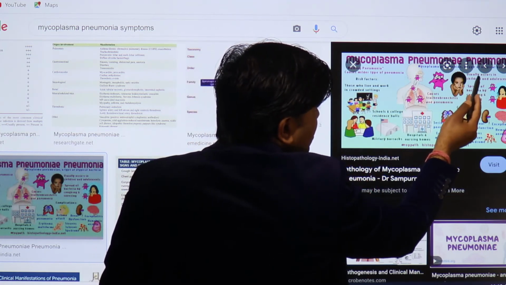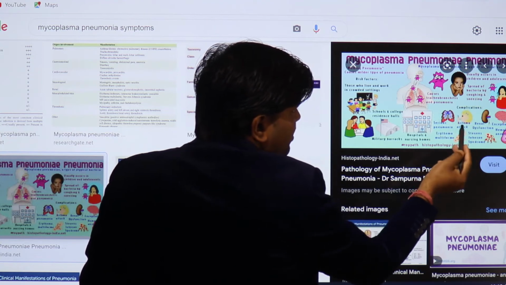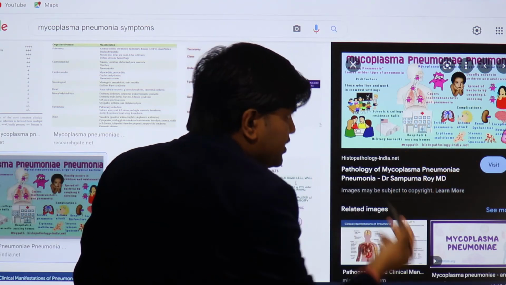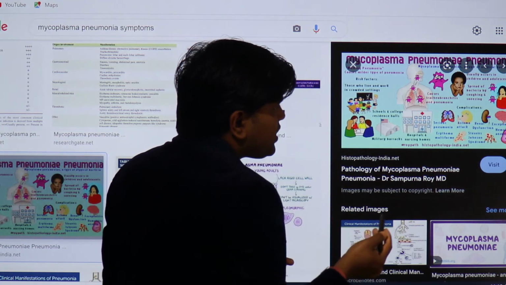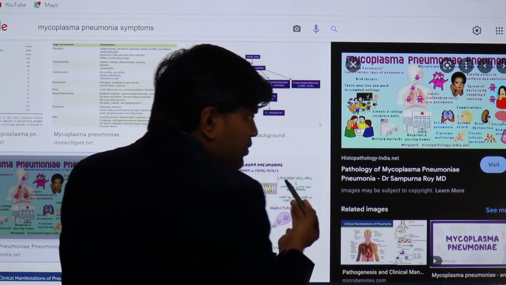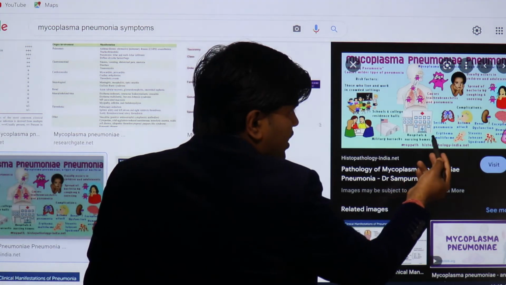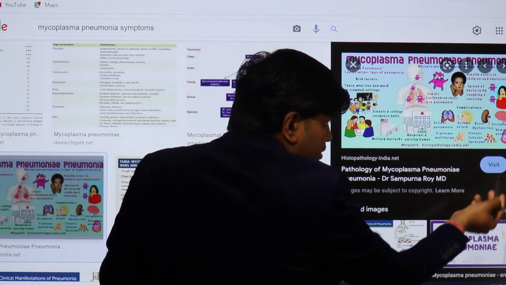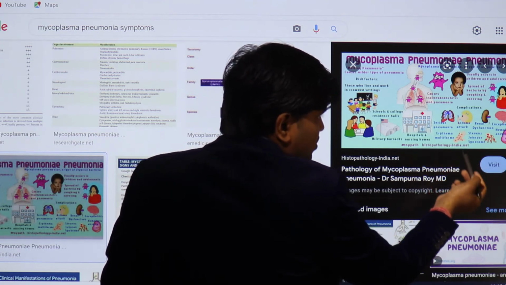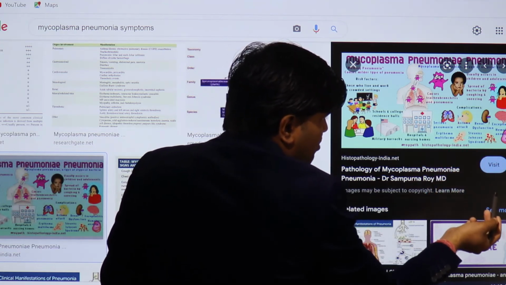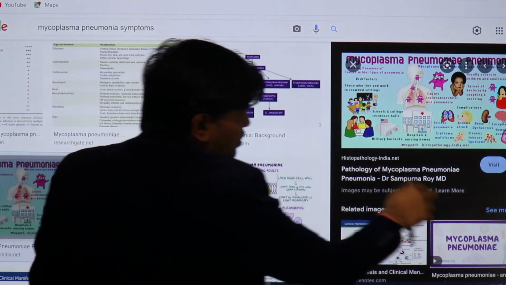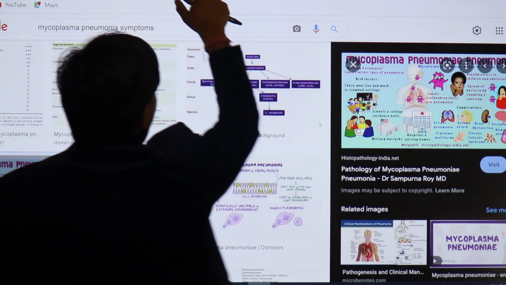Mycoplasma pneumoniae causes atypical pneumonia, usually occurring in children and adolescents, causing tracheobronchitis and pneumonia, spread by coughing and sneezing. The complications developed by this bacteria are serious pneumonia, erythema multiforme, asthma attack, renal dysfunction. The more severe forms are Stevens-Johnson syndrome, encephalitis, hemolytic anemia. So you have to remember this is an infectious cause of Stevens-Johnson syndrome.